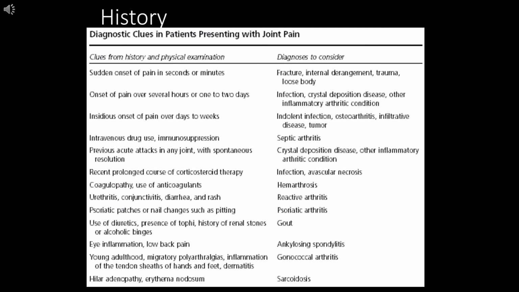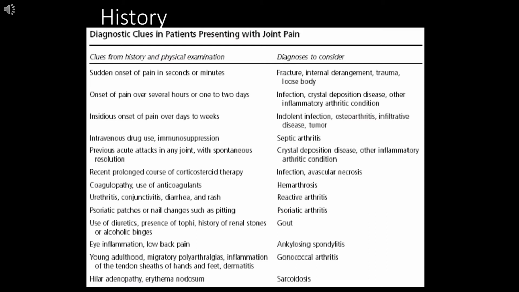Insidious onset of pain over days to weeks suggests indolent infection, osteoarthritis, infiltrative disease, or a tumor. Intravenous drug use, immunosuppression: septic arthritis. Previous acute attacks in any joint with a spontaneous resolution: crystal deposition disease, other inflammatory arthritic condition. Recent prolonged course of corticosteroid therapy: infection, avascular necrosis. Coagulopathy or use of anticoagulants: hemarthrosis is a possibility.